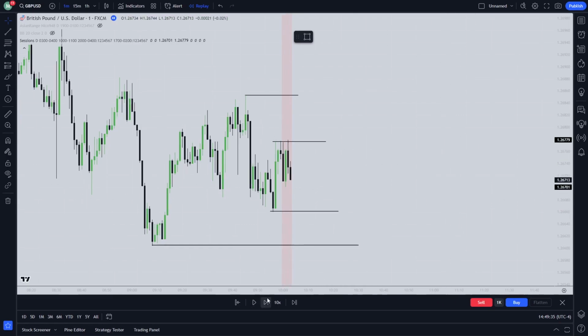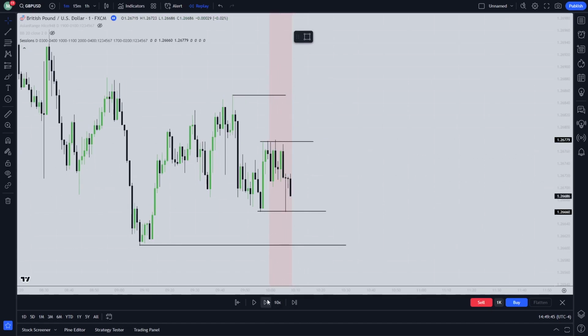Now, if I play the market out, you can see we are forming more equal highs. I wouldn't really say this is a liquidity sweep, the reason being we're just forming more equal highs. We haven't really wicked above it that much. Mark out again.